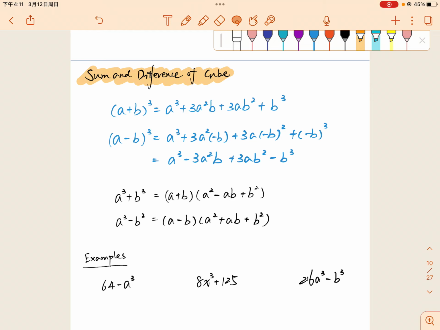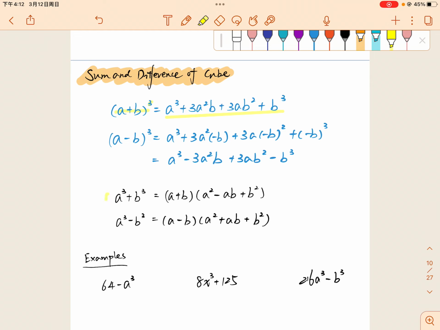These two equations, I already wrote onto our whiteboard that day on Friday, but I just want to re-mention them here. If we have (a plus b) to the power of 3, that will give us a to the power of 3 plus 3 times a squared times b, plus 3 times a times b squared, plus b to the power of 3.